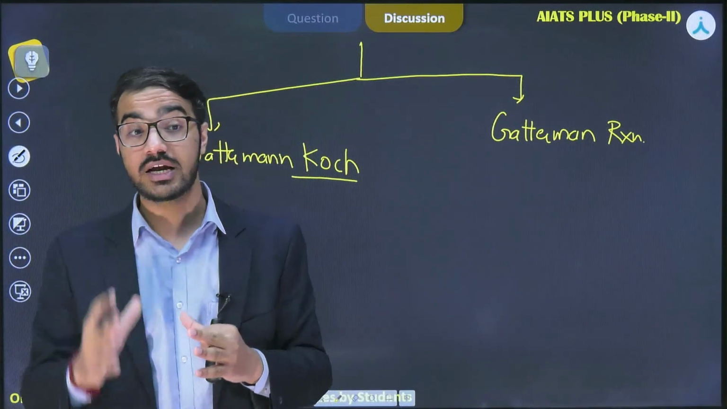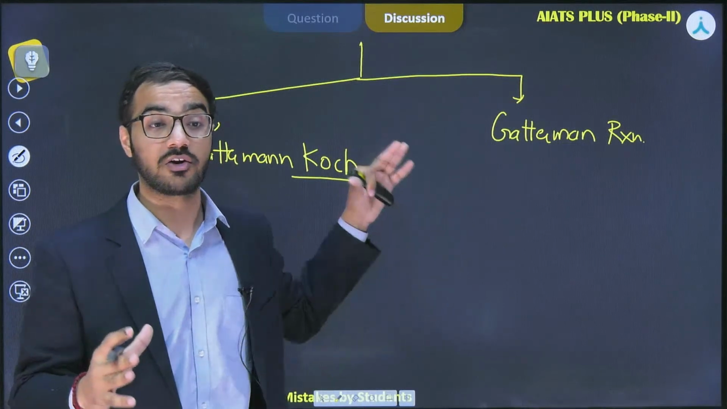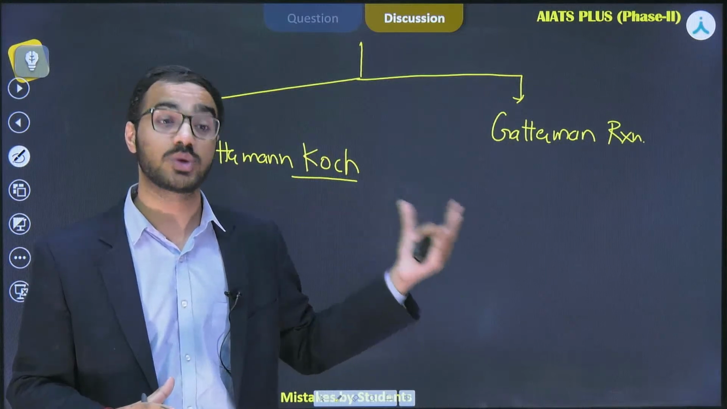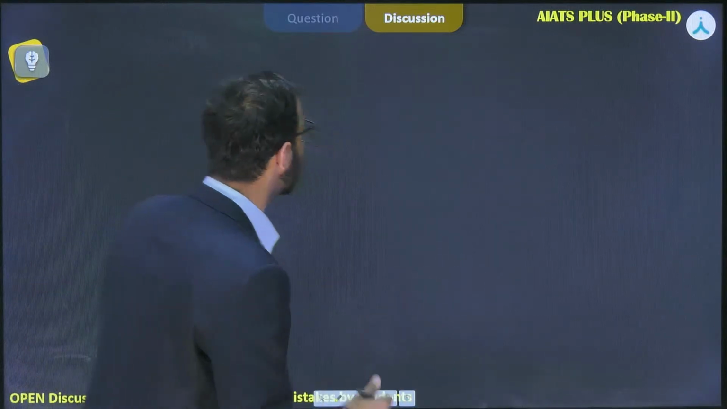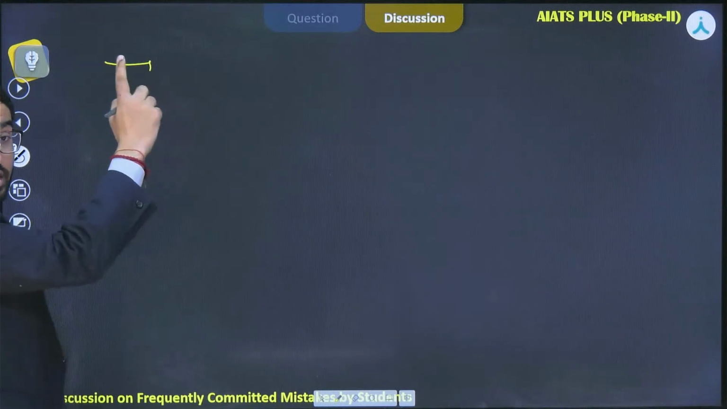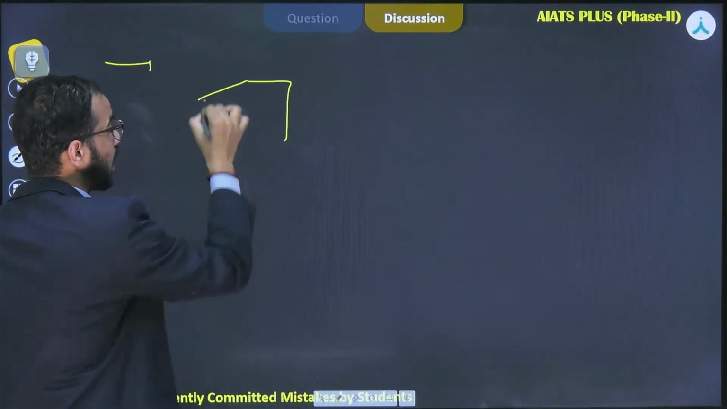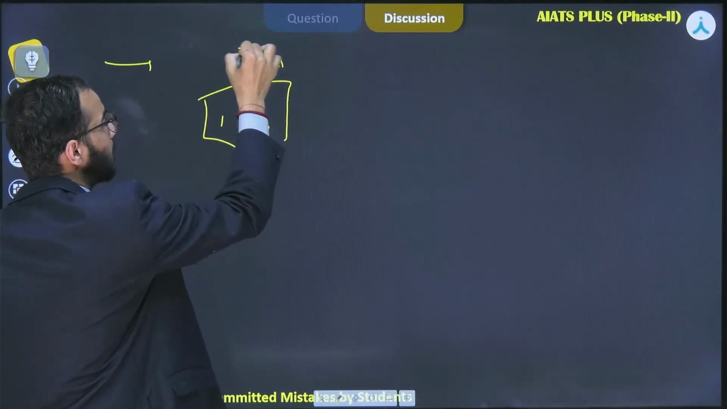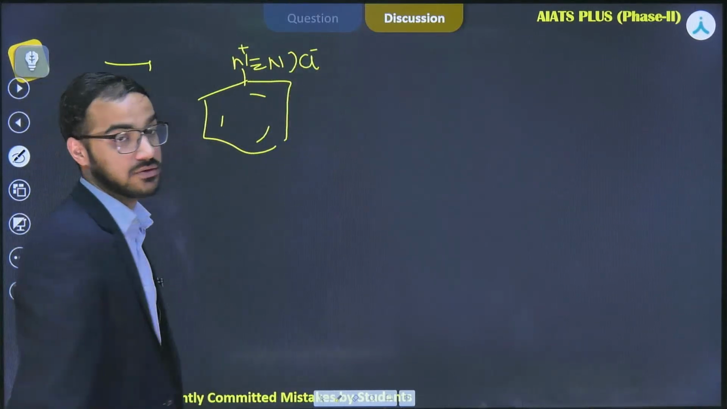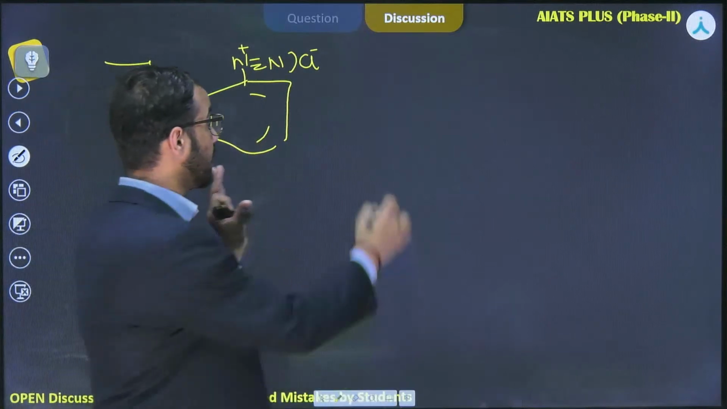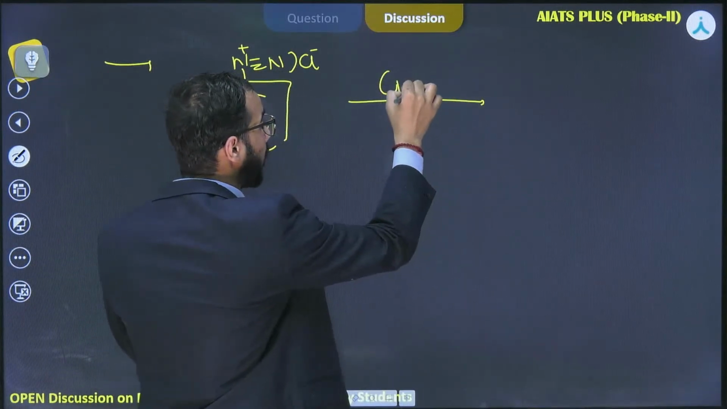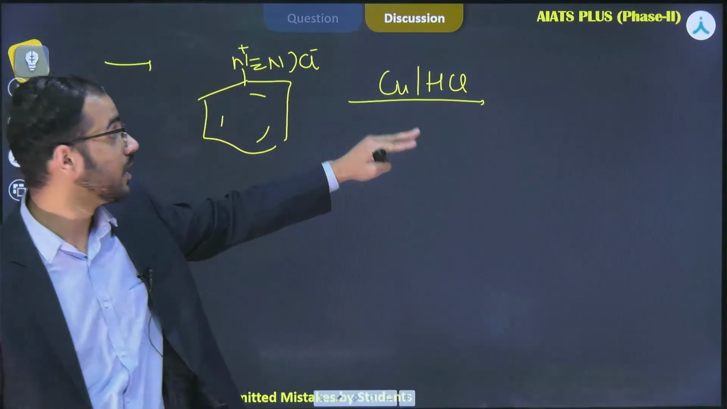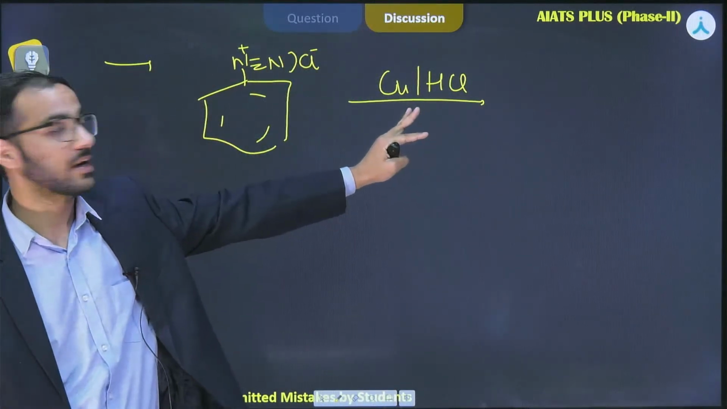So we can say that diazonium chloride is the substrate of that reaction. In the Gattermann reaction, there is a diazonium chloride, let us say N triple bond N positive and Cl negative. This will be the substrate of this reaction, and you are reacting it with copper in HCl. Always remember, you will take copper directly in the presence of HCl.